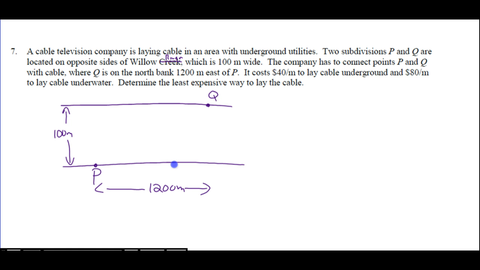And then we're going to work out an expression for what if you go partway along here and then you cross. Partway along here is we're going to go to point R. So we're going to lay underground from P to R, and then we're going to cross the water. If we do that, we're going to have a distance here, which we will call x. The distance between P and R will be 1200 minus x. And this distance here is, of course, 100. And then we've got this distance here, which we'll call y.